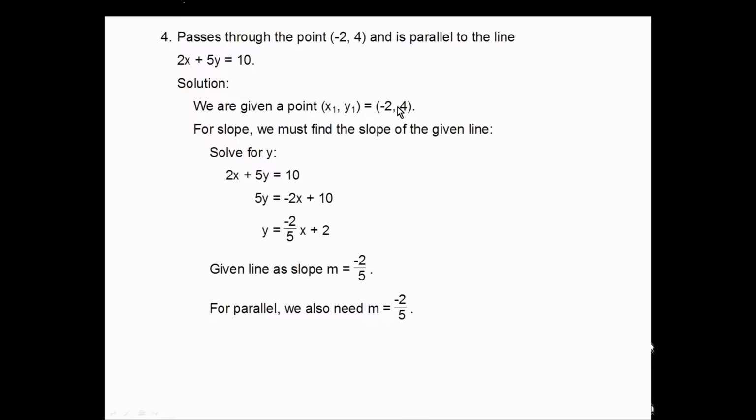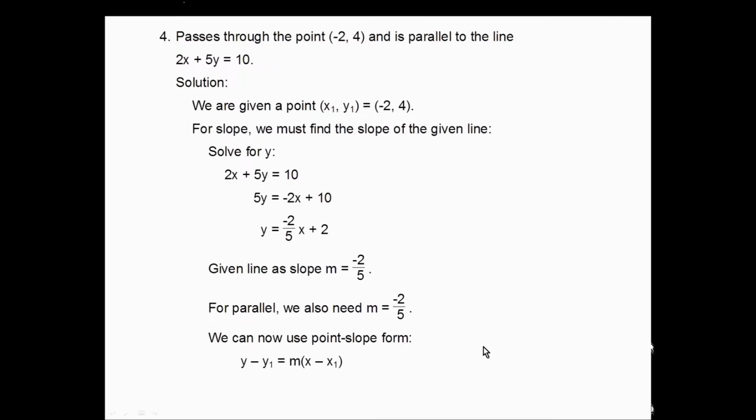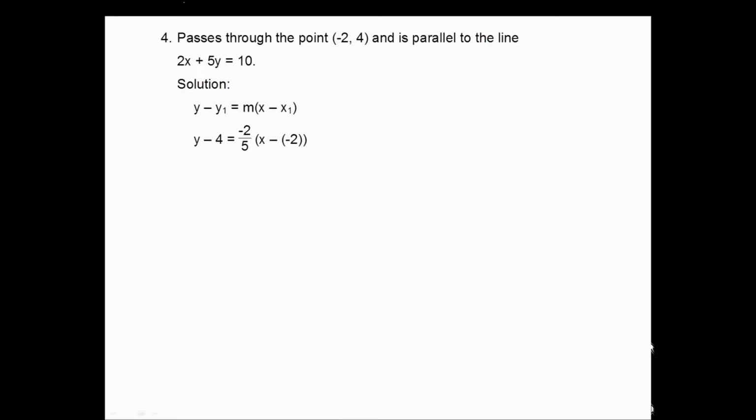So here's my point. Here's my slope. Point slope form. Y minus y1 is equal to m times x minus x1. Fill in the numbers. So y minus 4 is equal to negative 2/5 times x minus negative 2. Again, that's where we left off before. Now let's do some simplifying here. The minus minus is plus.